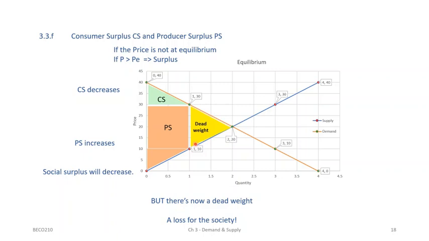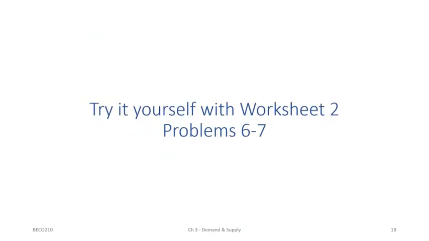So whenever we have a surplus, a price that is higher than the equilibrium price, consumer surplus decreases, producer surplus increases, and social surplus will decrease. Now we have a dead weight. You can try this out, the producer and consumer surplus problems in worksheet 2, problems 6 and 7.